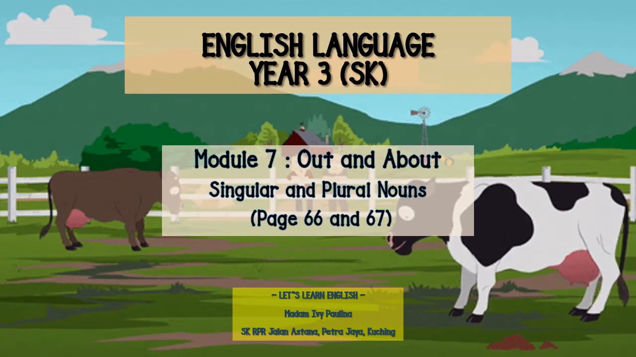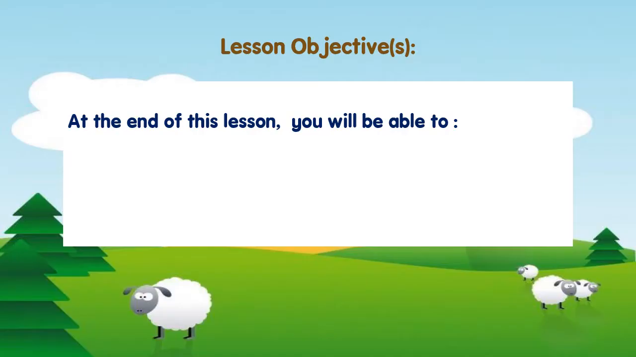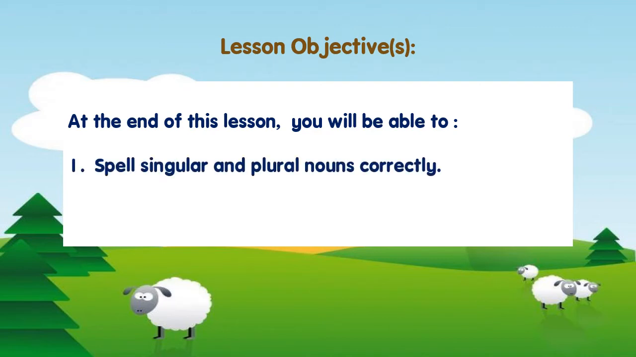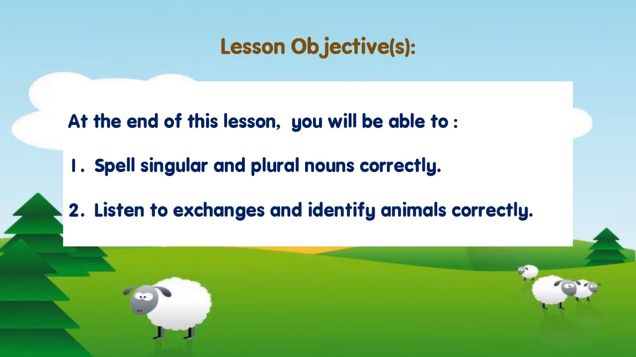Today, in Module 7, Out and About, you are going to look at the grammar part, singular and plural nouns. I hope at the end of today's lesson, you will be able to spell singular and plural nouns correctly and listen to exchanges and identify animals correctly.